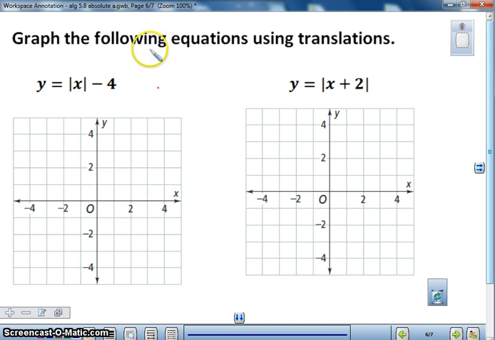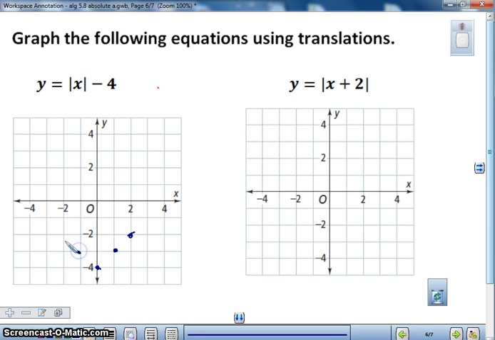Now it's your turn. We're going to look at these two equations together using our translation. Remember where the parent function is? That starts at 0, 0, and it's a V. Because it's a -4, -4 is telling us our graph is going to have that V shape.